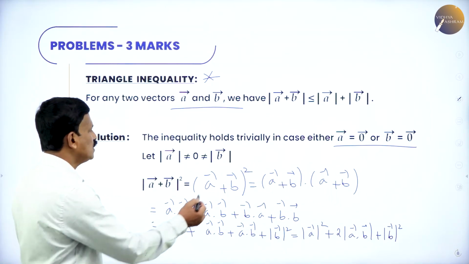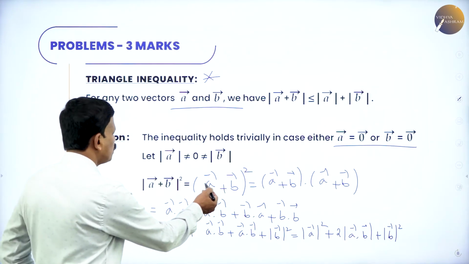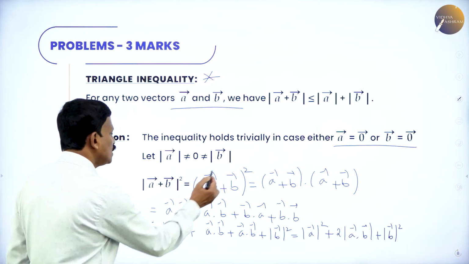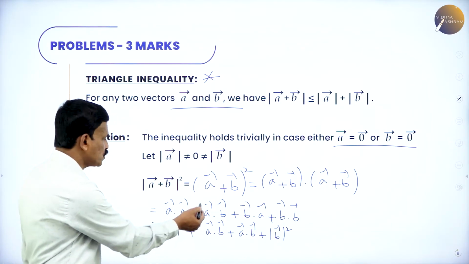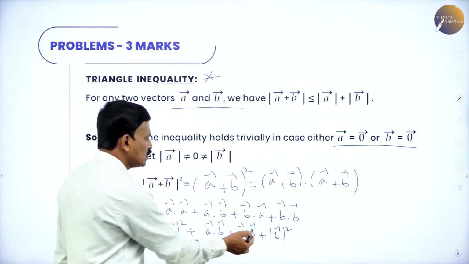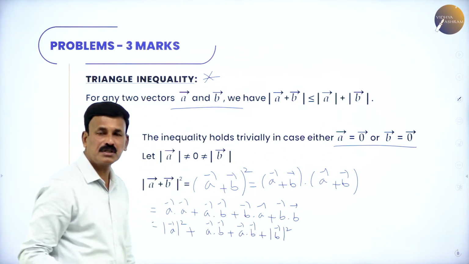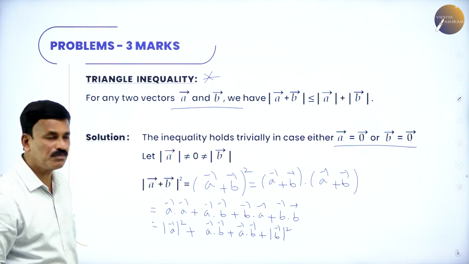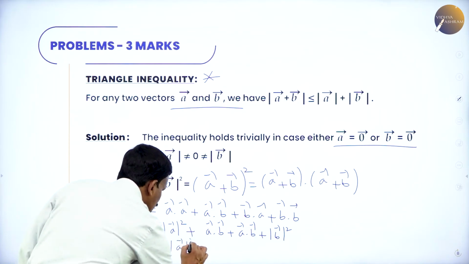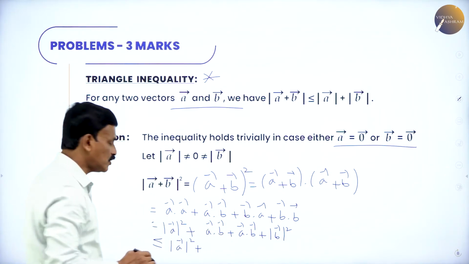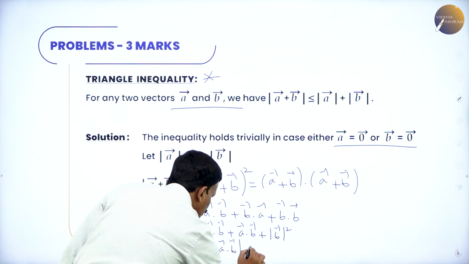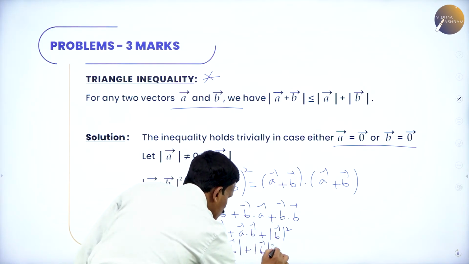Now, listen to me. A plus B dot A plus B, whole square, is nothing but A plus B dot A plus B. This is equal to the length of A whole square plus A dot B plus B dot A, which is also equal to A dot B, plus B dot B. B dot B is nothing but the length of B whole square. So this is less than or equal to the length of A square plus A dot B plus A dot B, which is nothing but 2 times the length of A dot B, plus the length of B whole square.